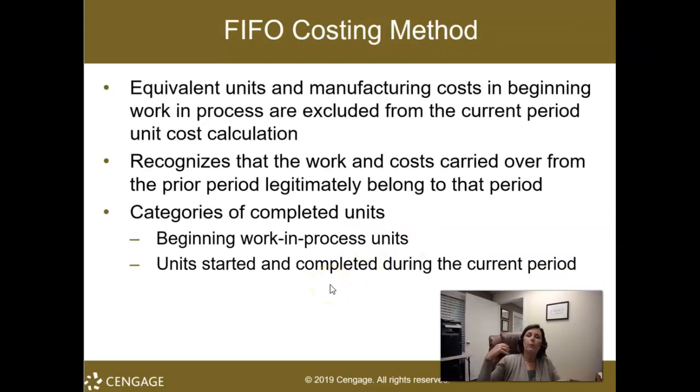So when we use FIFO, we are going to ignore units in beginning work in process because the costs associated with those were assigned before they left the prior process in the prior period. We're also going to assume that anything that was in our beginning work in process inventory were the items that we at the beginning of this period started working on first and moved first out of our process into the next department.